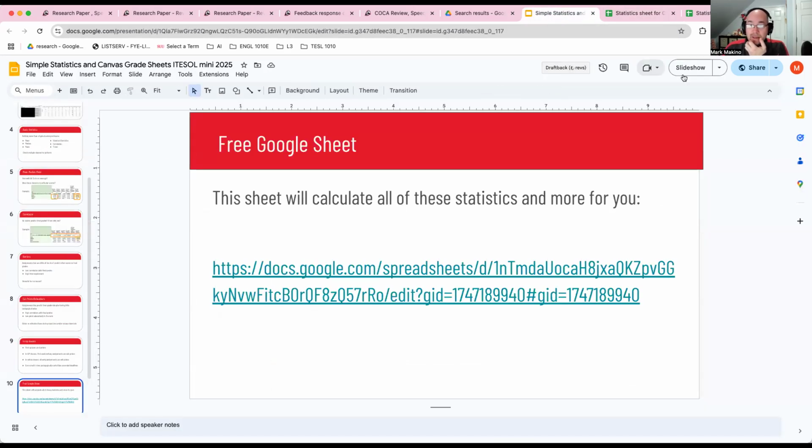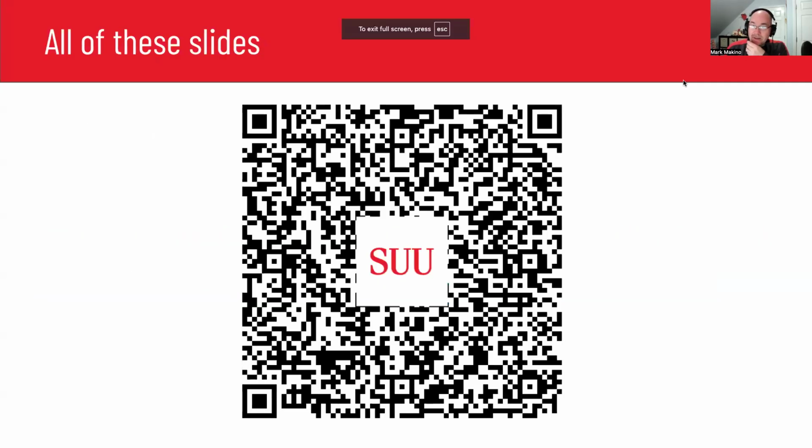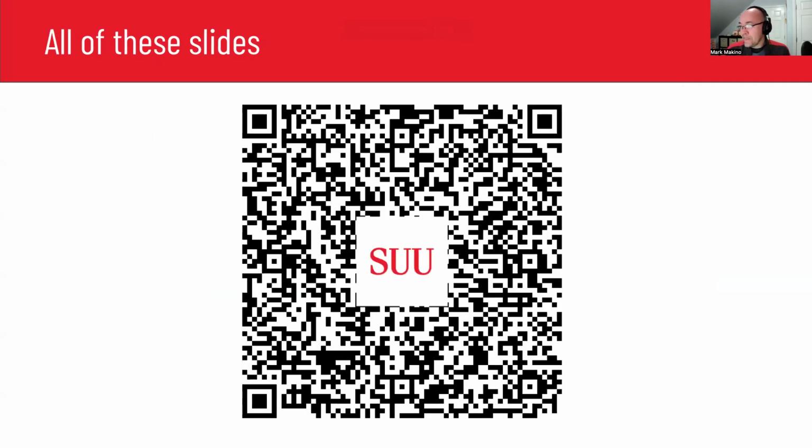Anyway, so back to the slideshow. If you want to download the Google Sheet and do these statistics on your own with your own Canvas grade sheets, you can follow this QR code and follow the link and make a copy of that Google Sheet and make any changes that you want. I used to have one that did t-tests for you, but I cut those out of the latest version of it, so you can add those back.